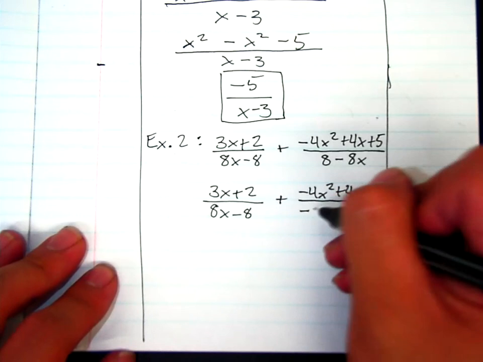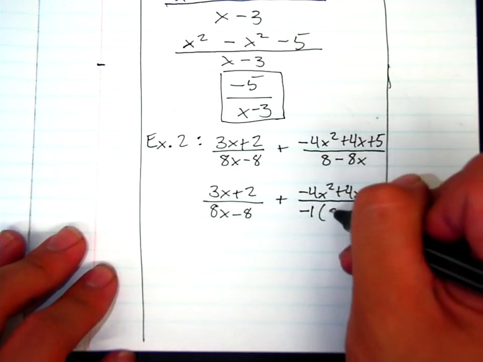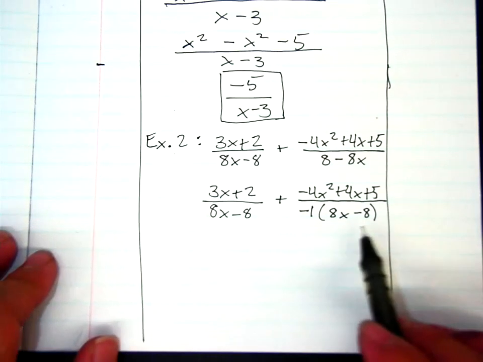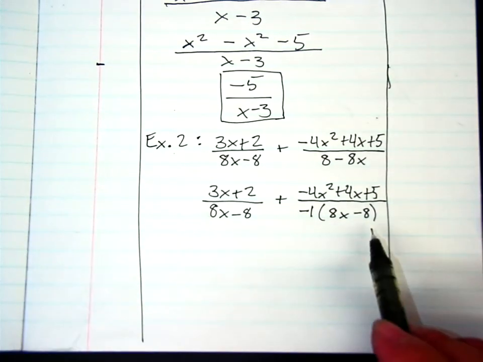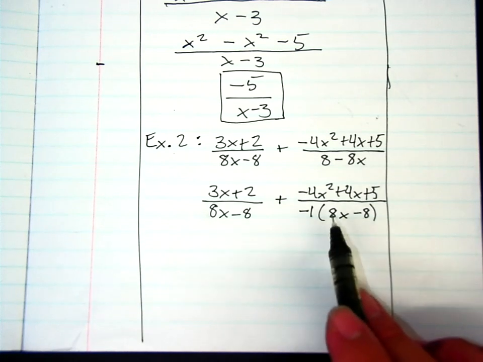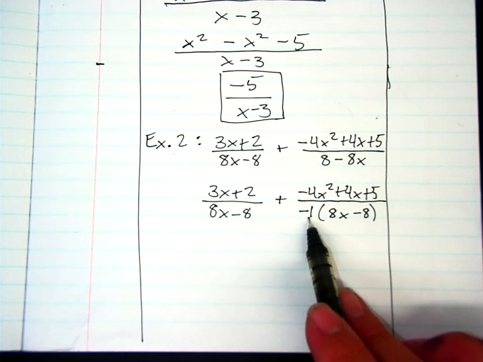Here I'm going to factor out a -1, and I'm left inside with 8x minus 8. Now by the commutative property of addition, I am allowed to rearrange that. Okay? Now, our denominators are almost the same. I need to do something about this -1.